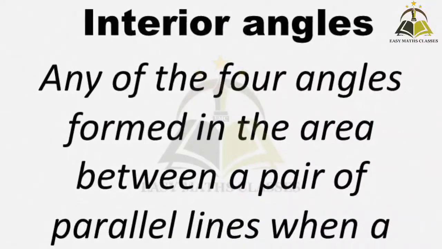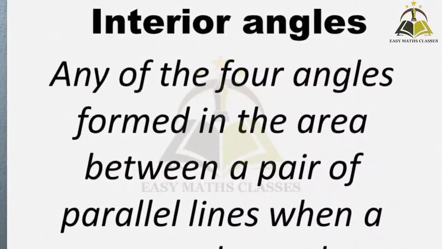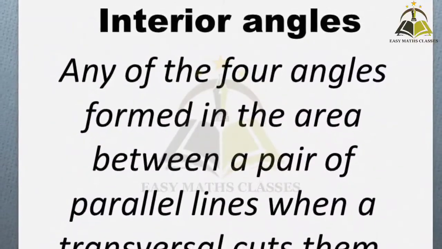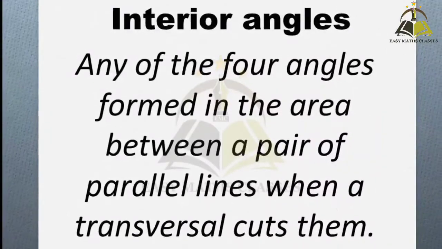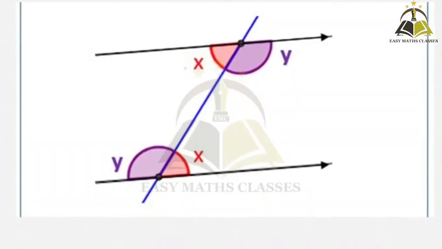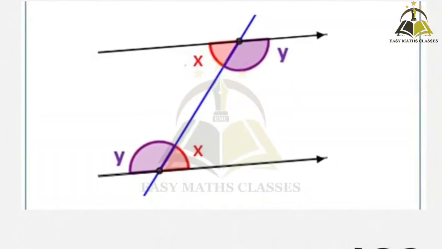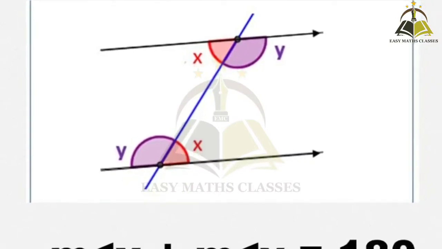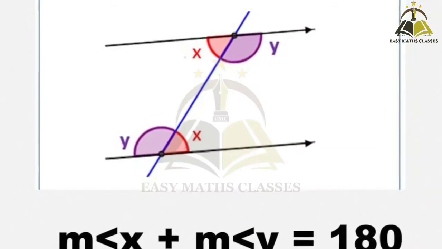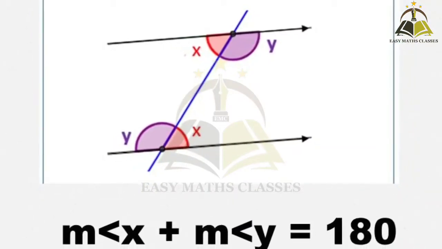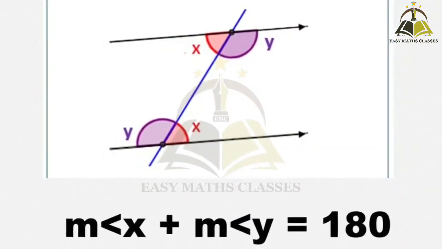Interior angles. Any of the four angles formed in the area between a pair of parallel lines when a transversal cuts them are interior angles. As you can check in the figure, angle x and angle y are the interior angles. Also, interior angles are supplementary. That is, measure of angle x plus measure of angle y is equal to 180 degrees.